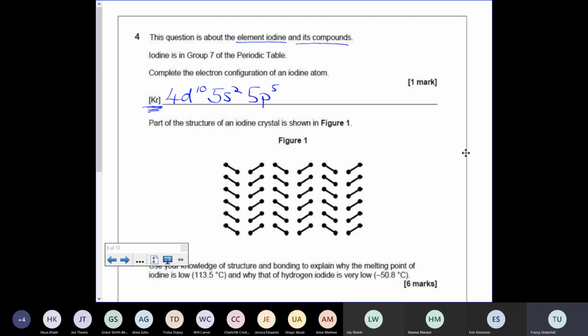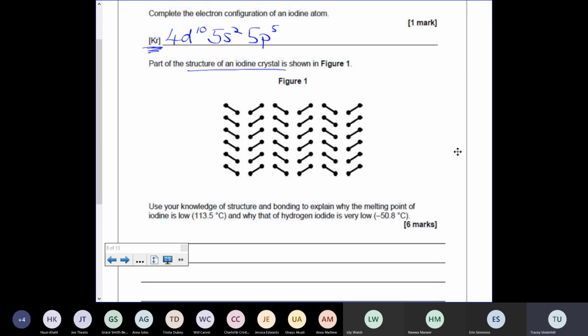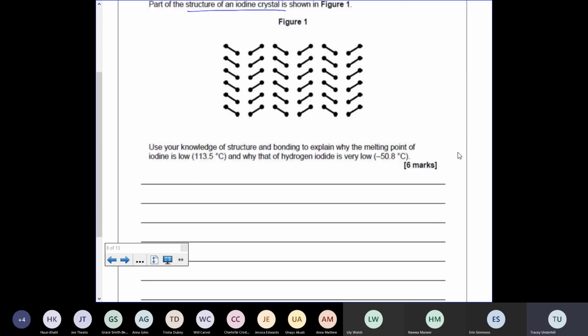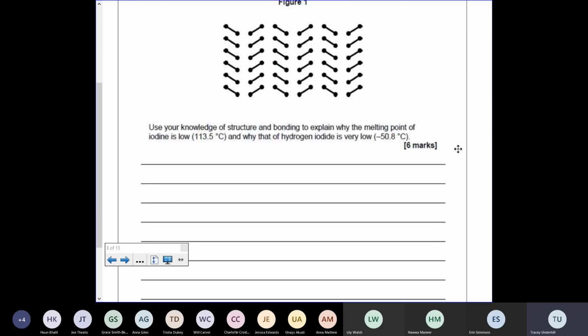Then they've shown you the structure of iodine. So obviously iodine is a diatomic molecule, I2, and then they've put it in a structure. Use your knowledge of structure and bonding to explain the melting points. Whenever we're talking about melting and boiling points, it's always structure and bonding. And it's given you some values this time. So it says iodine is 113.5 and hydrogen iodide is very low at -50.8. Okay. So, just as it says, structure and bonding, we'll talk about the structure first.